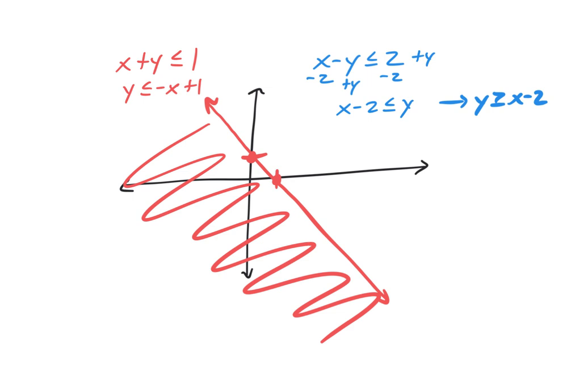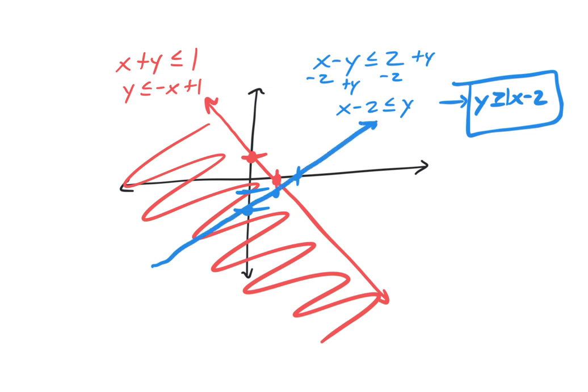Okay, for the second one, if this is the one that we're going to shade, we're going to start by going down 2. My slope is 1, so we're going to go up 1 over 1. It's also a solid line because it's equal to. And we talked about the symbol being greater than, so it's going to be shade above the blue line.